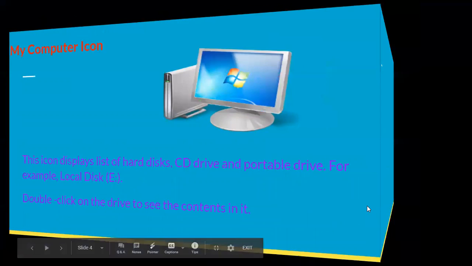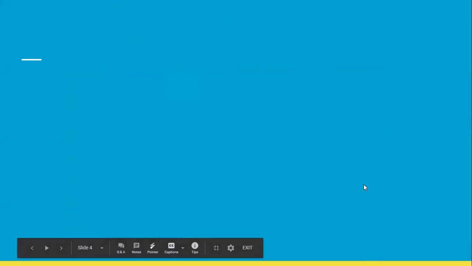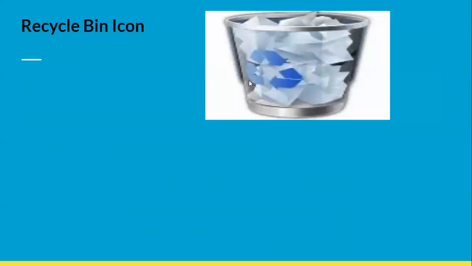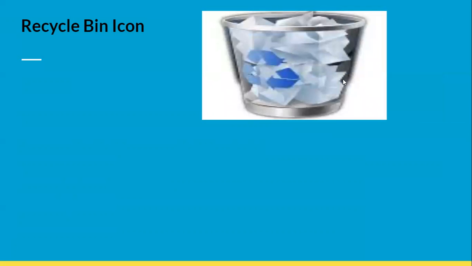Now next icon, which icon is the next one? That is the recycle bin. Students, I'll show you the image. This is the image of the recycle bin. All of you have seen it on your desktop. Now what is there in the recycle bin? When we delete any file or folder that we don't want, it will go to the recycle bin. And if by mistake we have deleted something, we can restore that file from our recycle bin also. Clear to all of you?